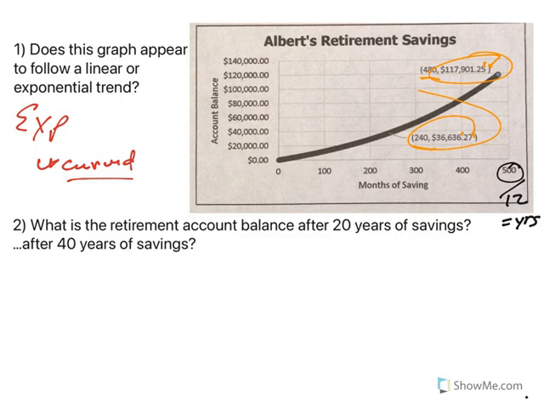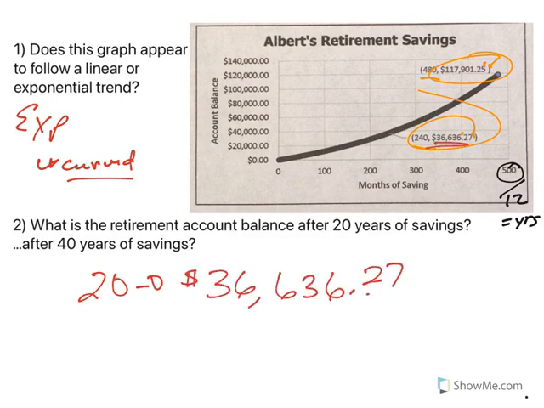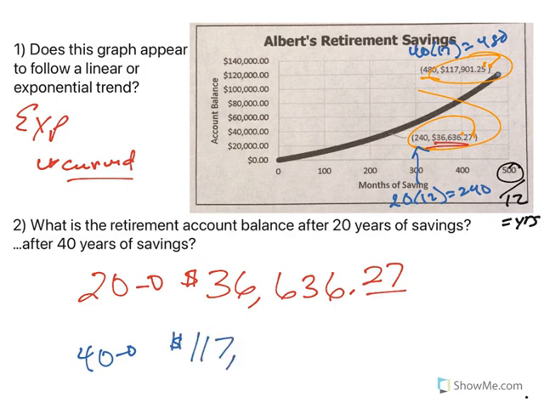So what is the retirement account balance after 20 years and after 40 years? Well, after 20 years, the balance is $36,636.27, which is not bad, right? Because 20 times 12 gives us 240. 40 years, 40 times 12 is 480. So the 480 is 40 years. So the 40 years is $117,901.25.